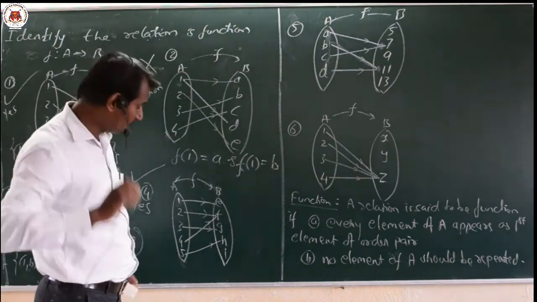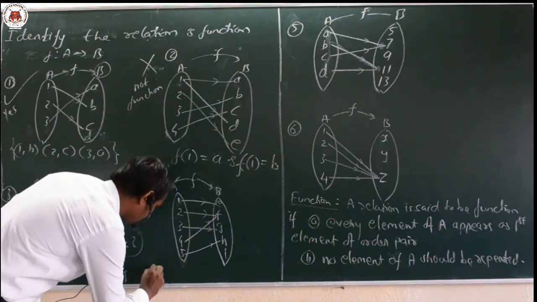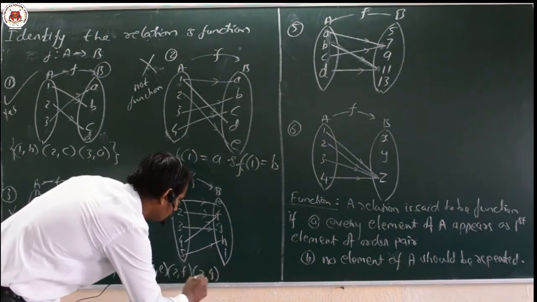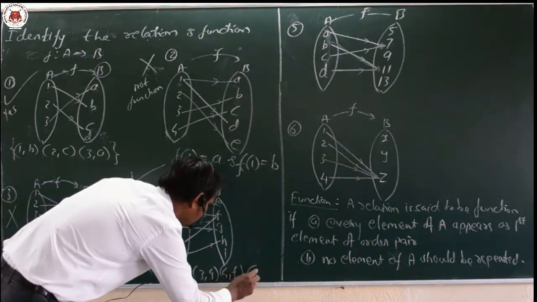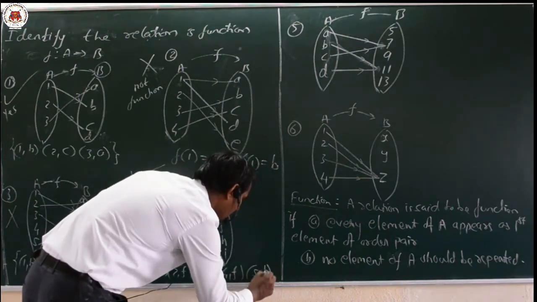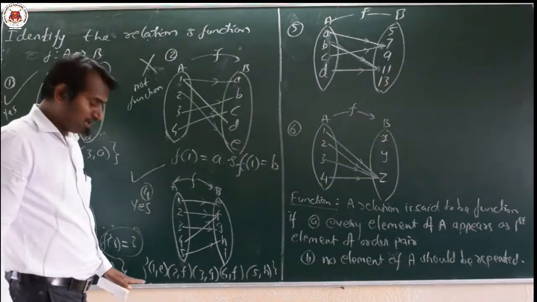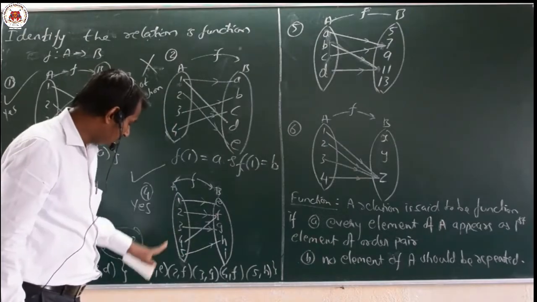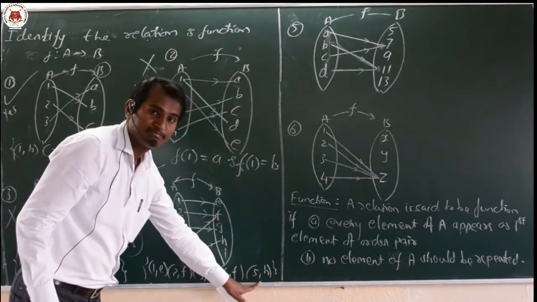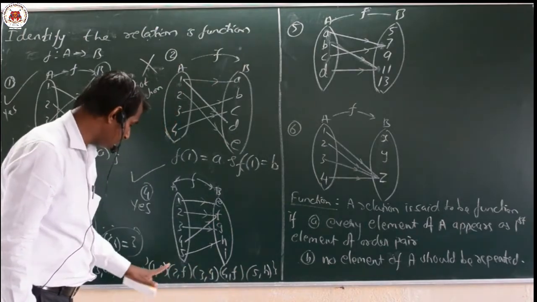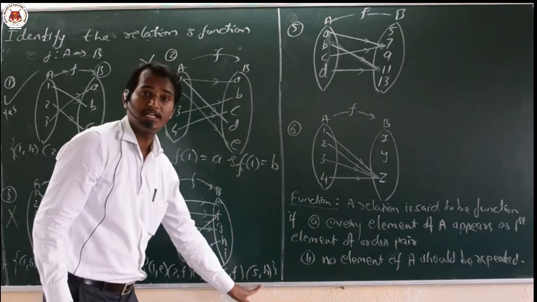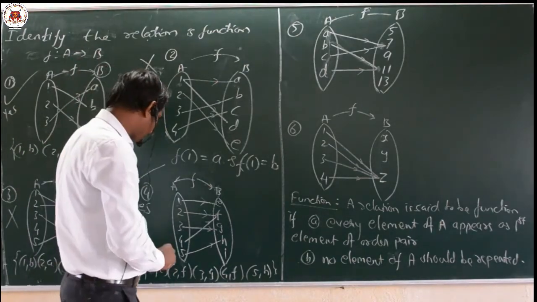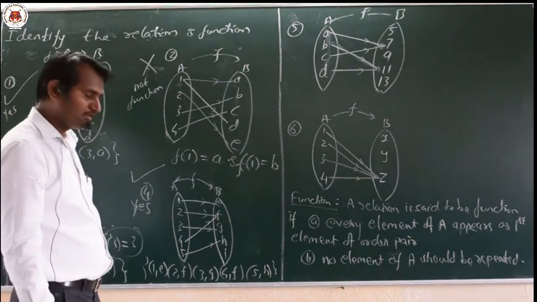Now here, dear friends, you can observe 1 comma E, 2 comma F, 3 comma G, then 4 comma F, and next we have 5 comma H. Here the first condition says that every first element of the ordered pair should be there. That means 1 is there, 2 is there, 3, 4, 5 is there. That condition is approved. Second condition is no first element is repeated. We can observe that no first element of the ordered pair is repeated. Therefore it is a function. Yes, it is a function. Okay, that is the first thing.